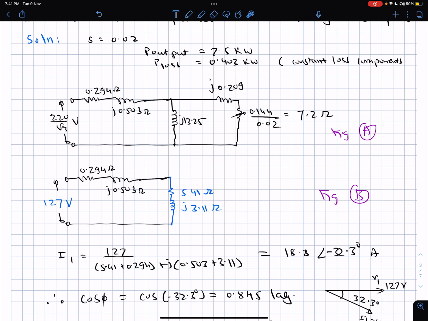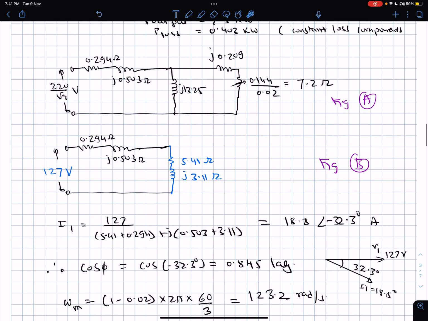This comes out to be the new impedance of this parallel combination, which comes in series with this particular thing, and we are connecting to it a supply of 127 volts. Once we know this, we can calculate the input current, which was one of the things asked of us. So the input current is known. Once the input current is known, the voltage is known, the current is known, and the angle by which it lags is also known. Therefore the power factor is known.